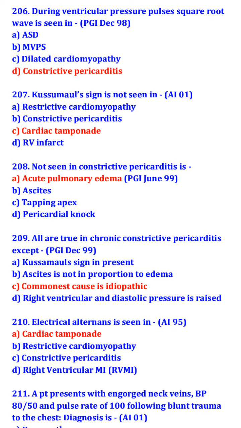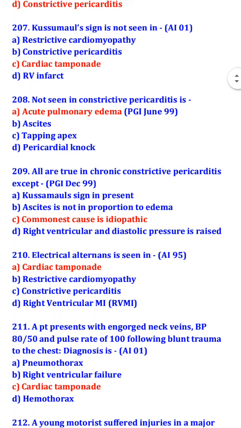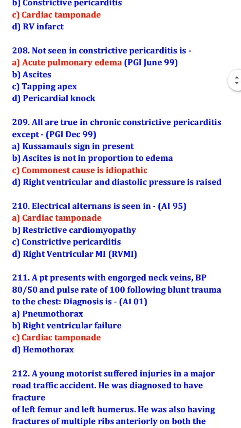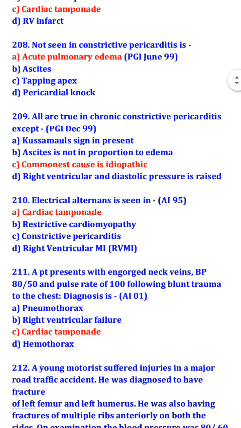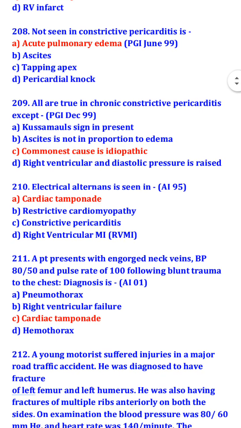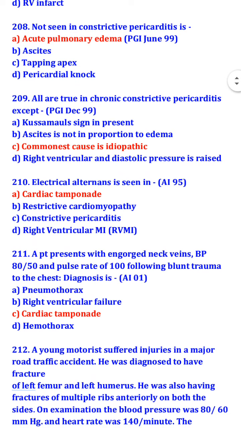All are true in chronic constrictive pericarditis except that the commonest cause is idiopathic. So what is true about chronic constrictive pericarditis? Kussmaul sign is present, ascites is out of proportion to edema, and right ventricular end diastolic pressure is raised. Electrical alternans is seen in cardiac tamponade.